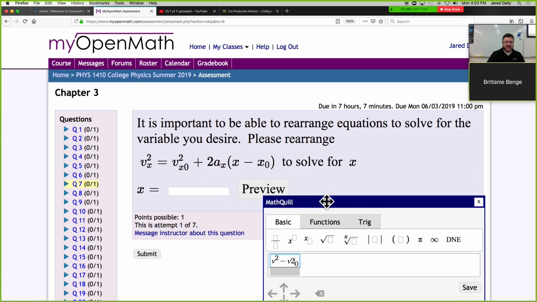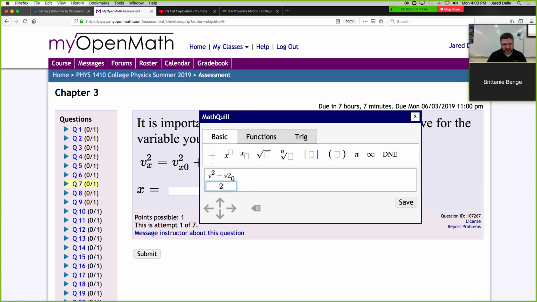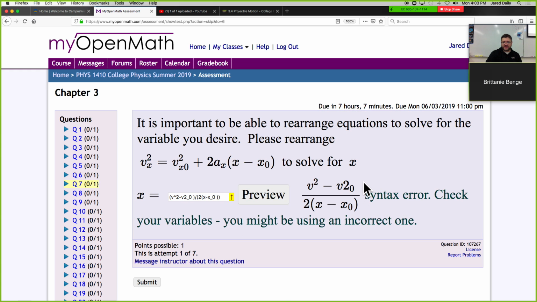And the bottom of the equation is going to be divided by 2 times x minus x naught. So I put a 2 down here, put a parentheses, whoa, I put 2 sets of parentheses. Then I'm going to do an x minus an x, and then I'm going to underscore 0 like this. And then you go ahead and press save, and it will check it. It looks like it says it's a syntax error. Oh, because look, this is V2, 0. It's obviously not quite right there.